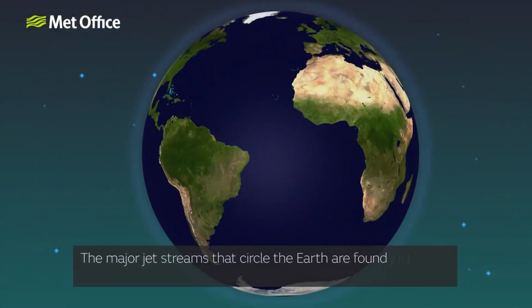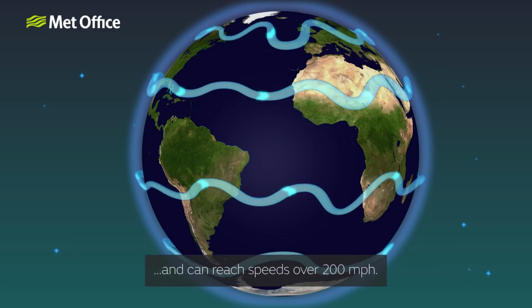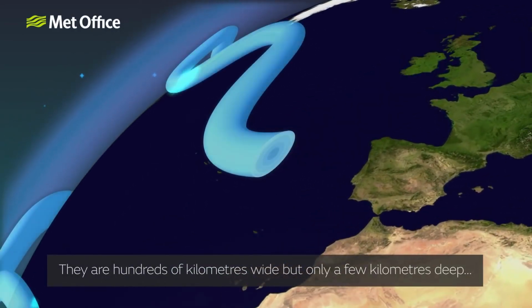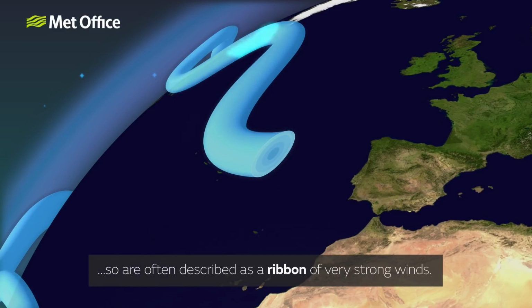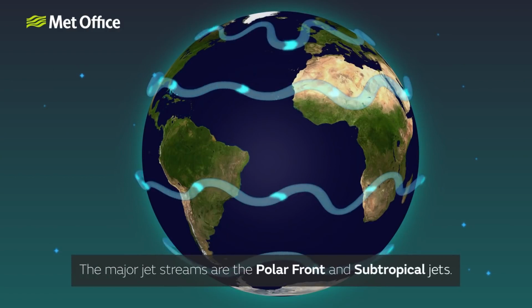The major jet streams that circle the Earth are found just below the tropopause at a height ranging from 9 to 16 kilometers and can reach speeds over 200 miles per hour. They are hundreds of kilometers wide but only a few kilometers deep, so are often described as a ribbon of very strong winds. The major jet streams are the polar front and subtropical jets.